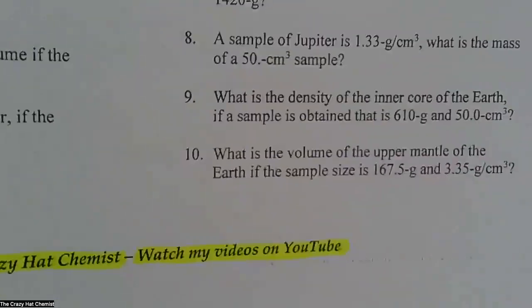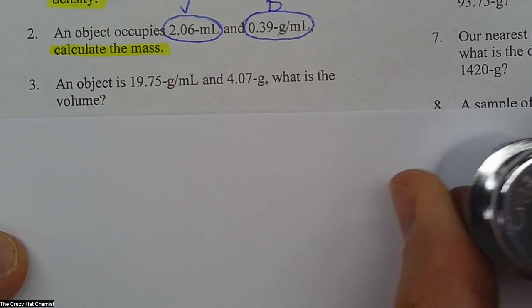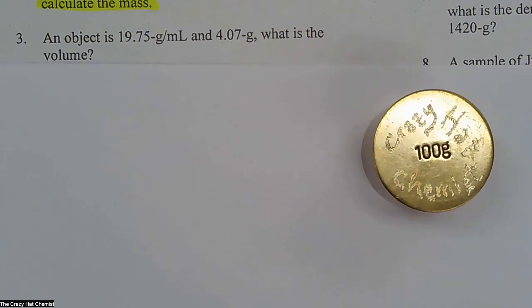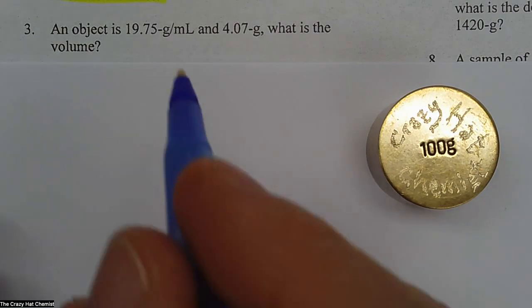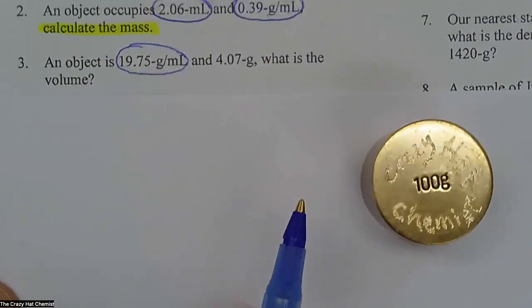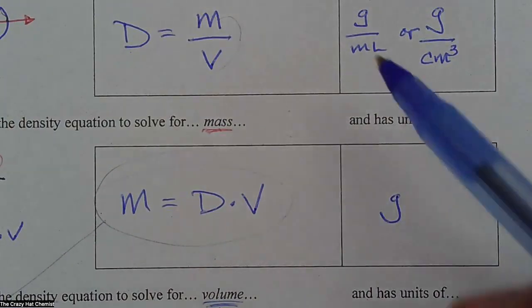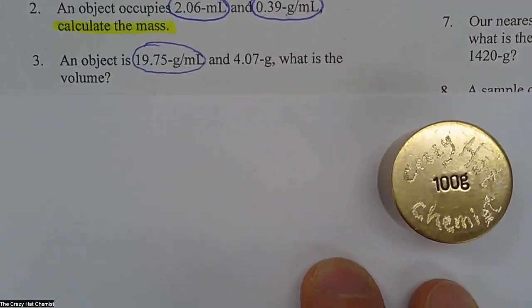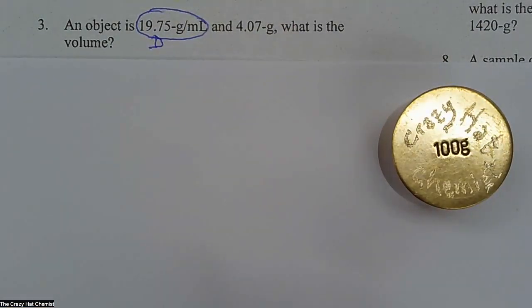All right. So just a rearrangement of the little papers here, just so that it all is very easy. Okay, so let's do problem number 3. Here we go. It says an object is 19.75 grams per mil. So these units of grams per mil tell me exactly what this is. What has grams per mil? That is a density. So that means that this 19.75 is a density because it has units of grams per mil.